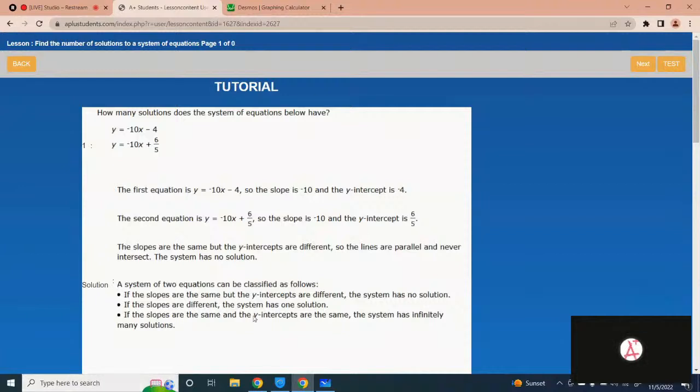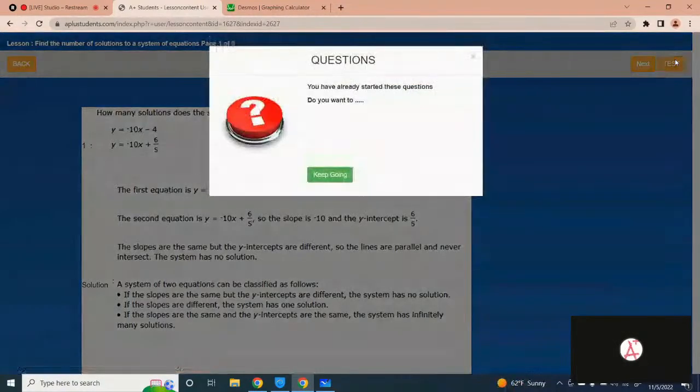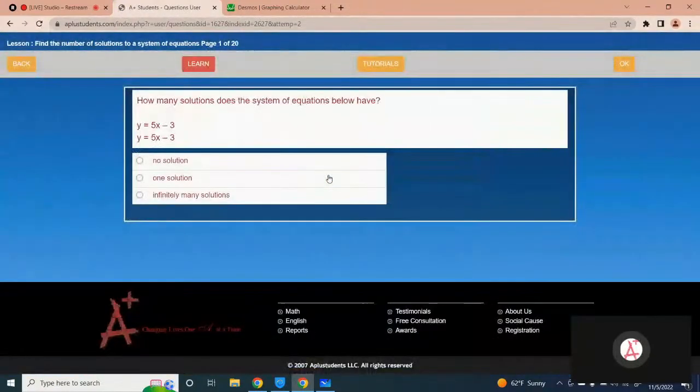Okay, let's start with the first example. The equations are y equals 5x minus 3 and y equals 5x minus 3. The equations are exactly the same. They have the same slope and the same y-intercept, isn't it? That means the system has infinitely many solutions. Got it?